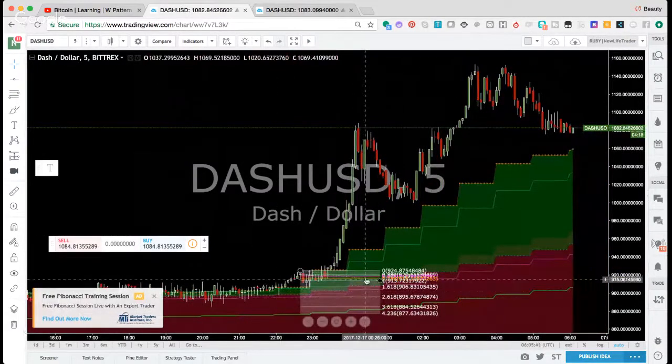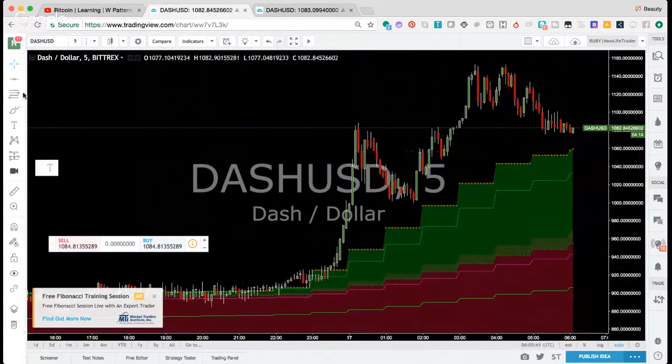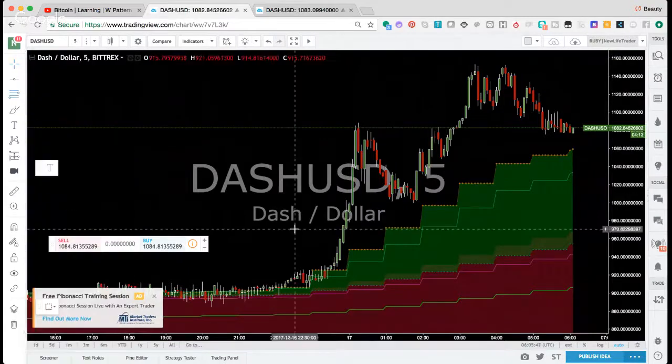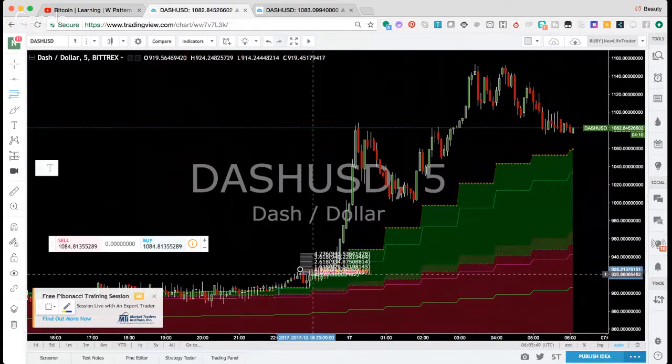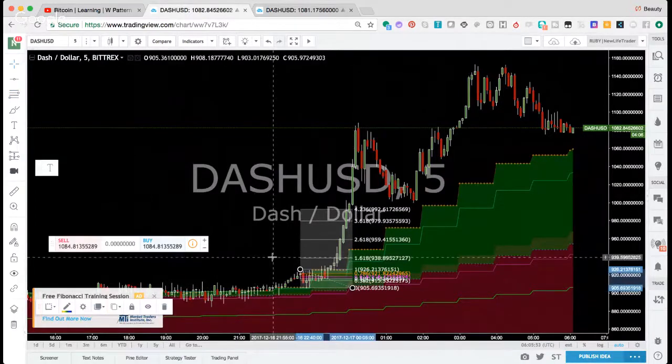And why is it backwards? Do not tell me what's going on with my fib retracement. Let's do it here again. There we go. Something is a little wonky there. All right.